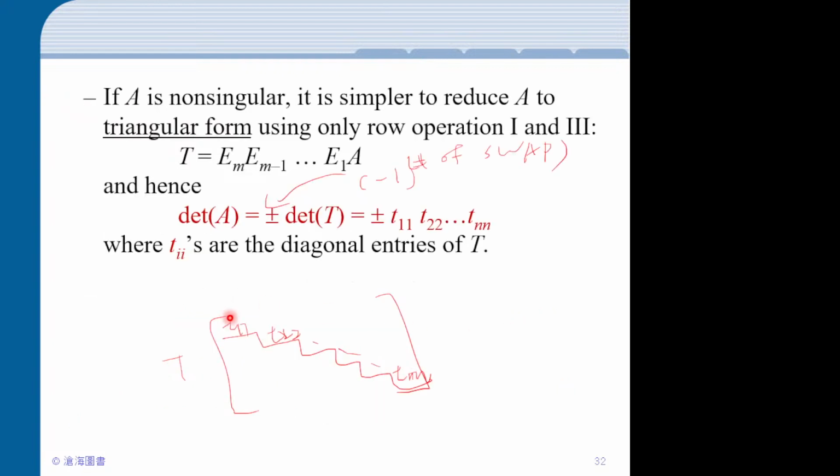And in practice, you can skip the steps of changing the leading variable to 1, and just do the row subtraction, addition, and row swapping. So you turn A into a triangular form T. Then the determinant of A and the determinant of T will be related by a plus or minus sign, determined by how many swaps you do. And since T is triangular, the determinant of T is just the product of its diagonal elements. So this is a faster way to calculate the determinant.